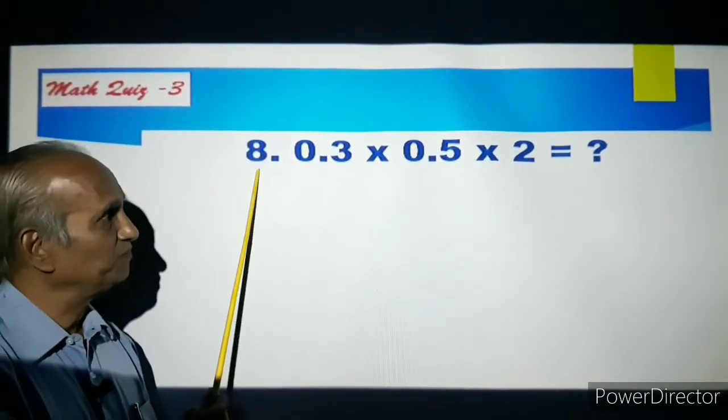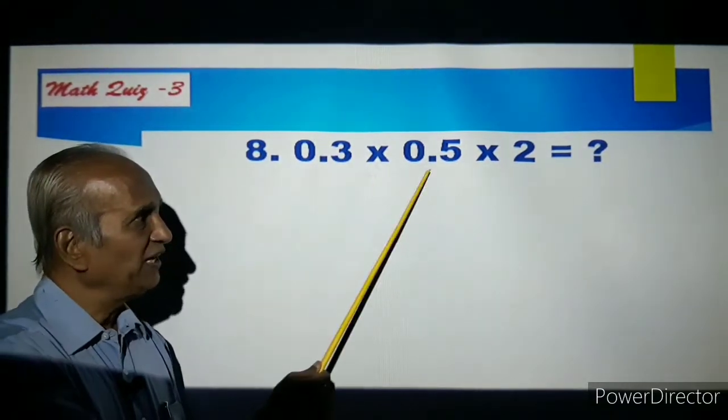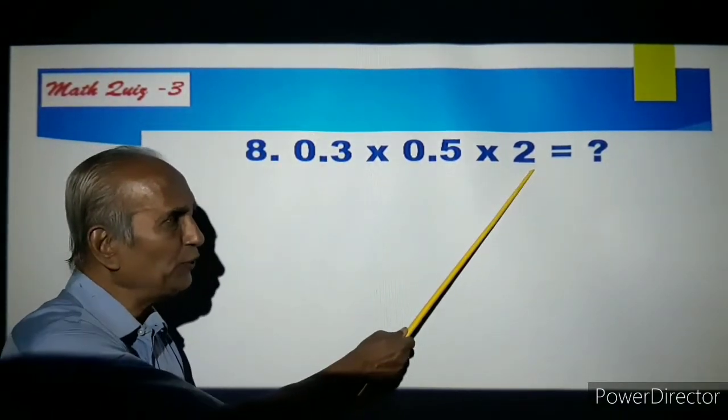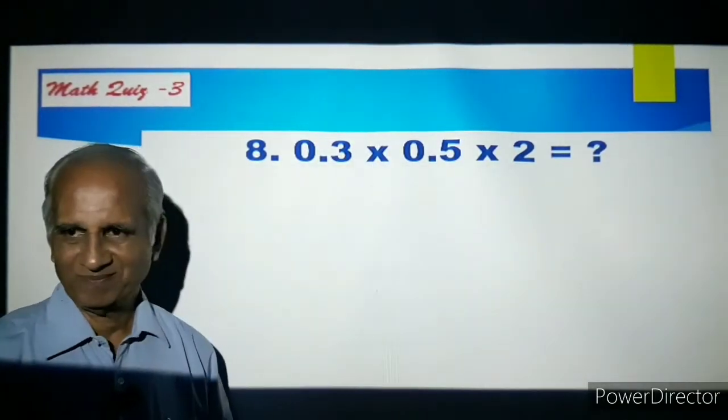Now the 8th question. 0.3 into 0.5 into 2. How much is it?